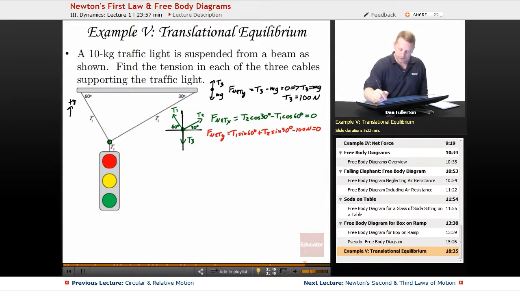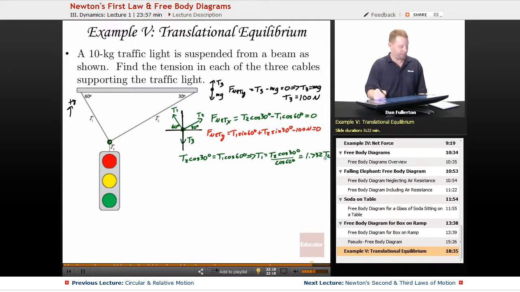So let's take a look here. I'm going to go back to my green one, my net force in the x direction, because it looks like with just a little bit of math, I can find T1 in terms of T2. If T2 cos 30 minus T1 cos 60 equals 0, I can write that T2 cos 30 degrees equals T1 cos 60 degrees, or T1 is going to be equal to T2 cos 30 degrees over cos 60 degrees, which is about 1.732 T2. So T1 is that factor times T2.